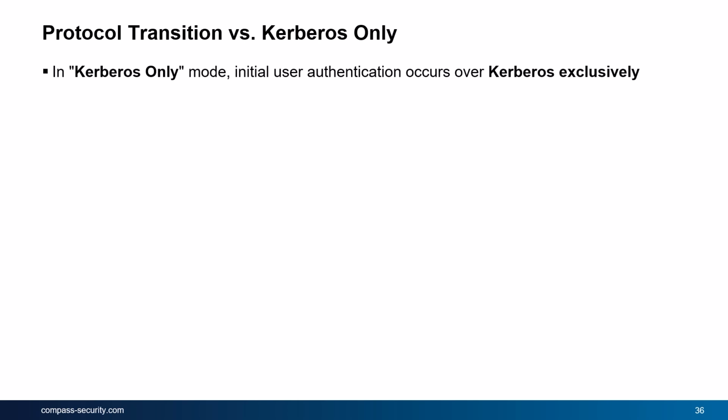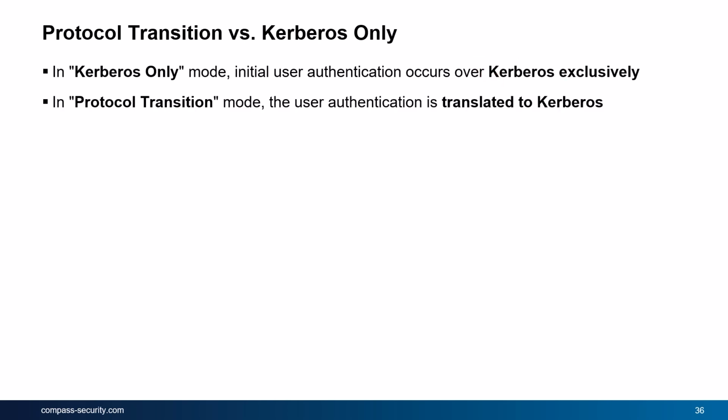So to address this problem we just discussed, the second mode, the protocol transition mode, was added to constrained delegation. So in Kerberos only mode, we already know that the initial user authentication must occur over Kerberos. There's no other way around that. However, in protocol transition, the user can authenticate via any means to the delegation service, and then the delegation service will translate the authentication to Kerberos.